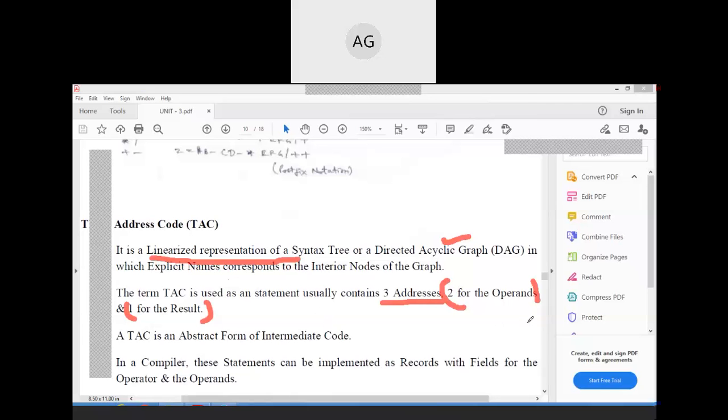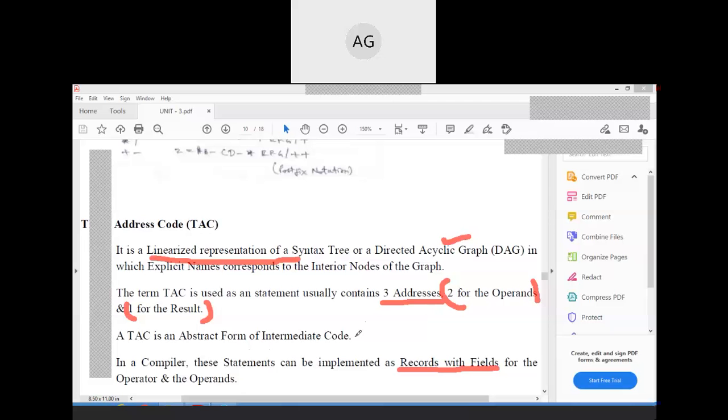We are taking two addresses for the operands and one address for storing the result. So a three address code is an abstract form of intermediate code. In a compiler, these statements can be implemented as records with fields for the operators and the operands. Record means rows and fields means attributes in terms of DBMS. So you need to remember it.